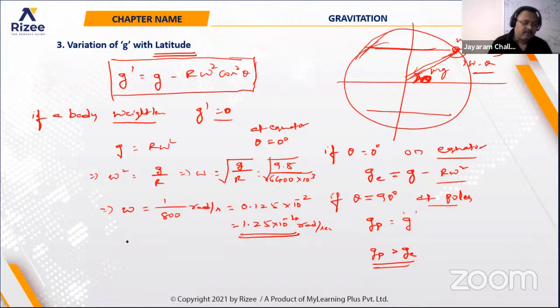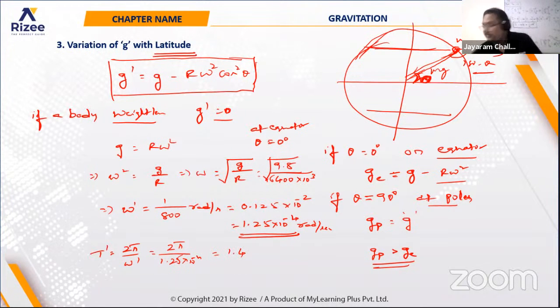From this, how many times does the time period have to be increased? If I substitute this value, T dash is equal to 2 pi by omega dash. When we substitute and solve, that is 2 pi by 1.25 into 10 to the power of minus 4, I'll get 1.4 hours.